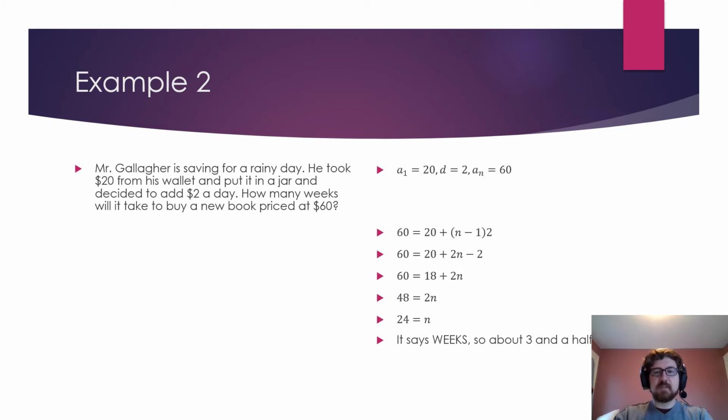So here's example 2. I left it out so you can just see a bit more as I go through. So I'm saving for a rainy day. Maybe I'm going to buy a bucket because it's raining.